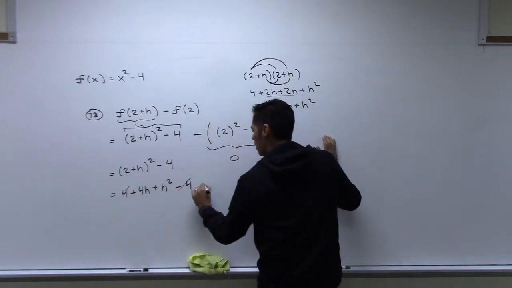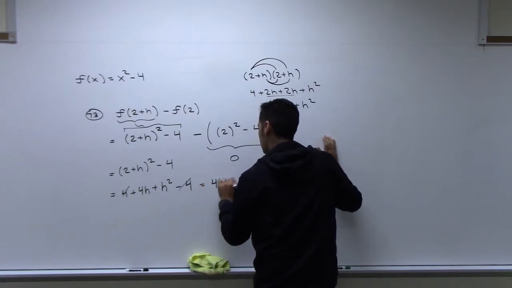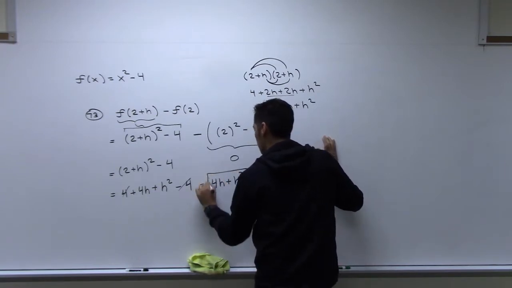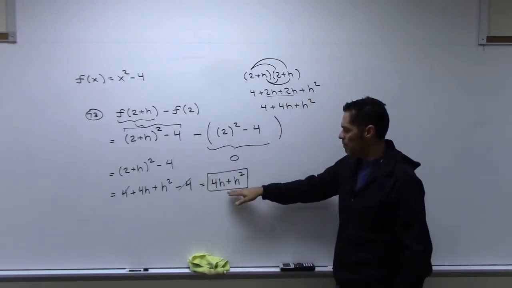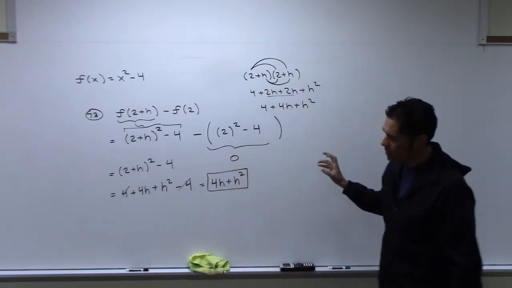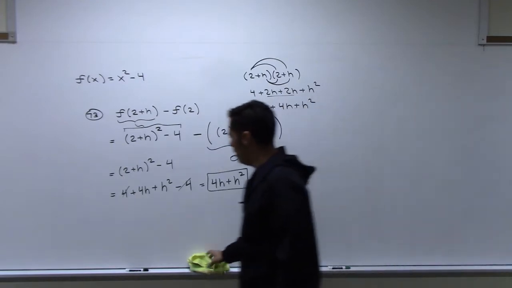And what we're left with is 4h plus h squared. Now again, this would have been okay as an answer, but later on for what we're going to be doing, we want to be able to get it all the way to here. So I want to just show the mechanics of that, and that's it.